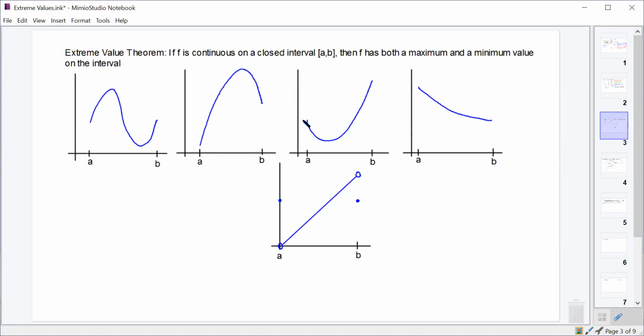So for the top 4 graphs here, I know I didn't draw endpoints on them here, but we're going to say that the function is continuous on the closed interval from a to b for all of these. So does this first one have an absolute max? It should. It's a closed interval. It should be up here. And the absolute min should be down here. Agreed?